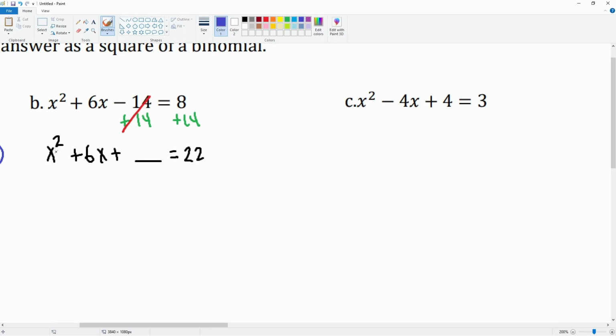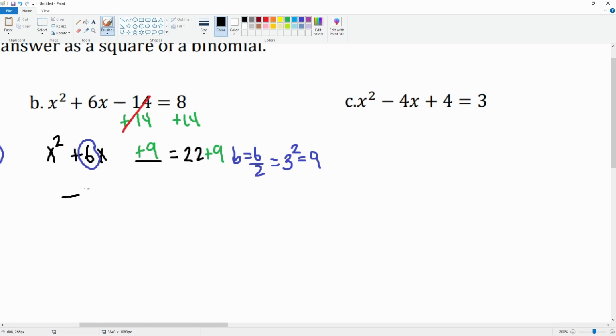Here, let's complete the square. So our b is 6. Divide that by 2, gets you 3. Square that, that is 9. So we're going to add the 9 to both sides. The left side can factor.